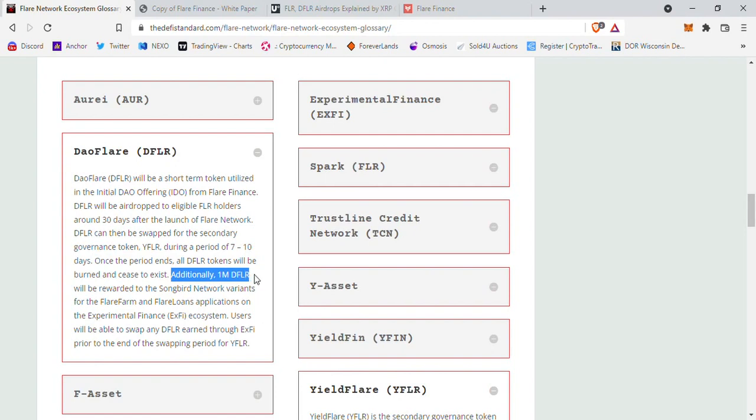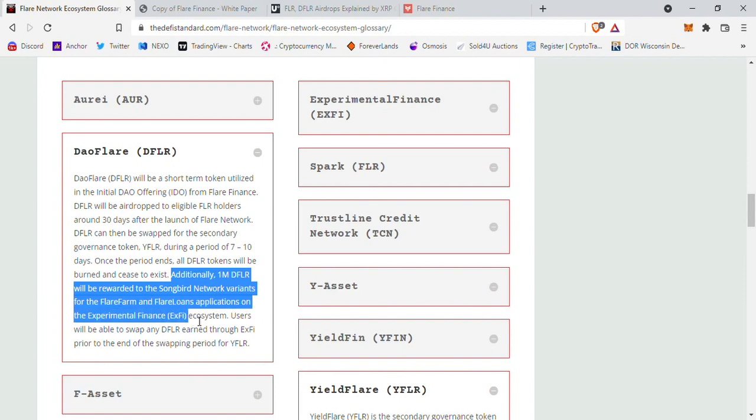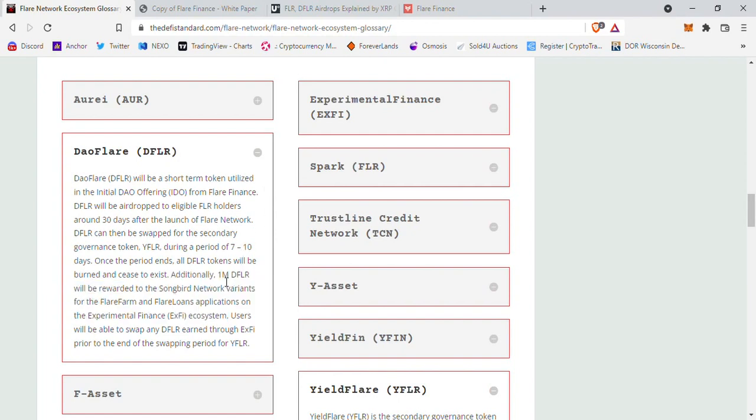And additionally, 1 million DFlare will be rewarded to the Songbird network variants for the Flare Farm and flareloans applications on the ExFi ecosystem. So that's us right now. That's what we're doing. We are farming. We're entering liquidity pools, liquidating loans, etc., to earn DFlare, and that's going to be a 1 million DFlare cap. So once 1 million is accrued on ExFi V2, which we're currently on, that's really it. So something to take note of.